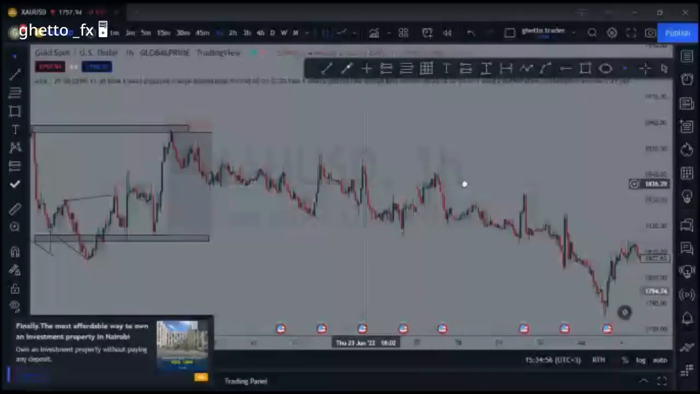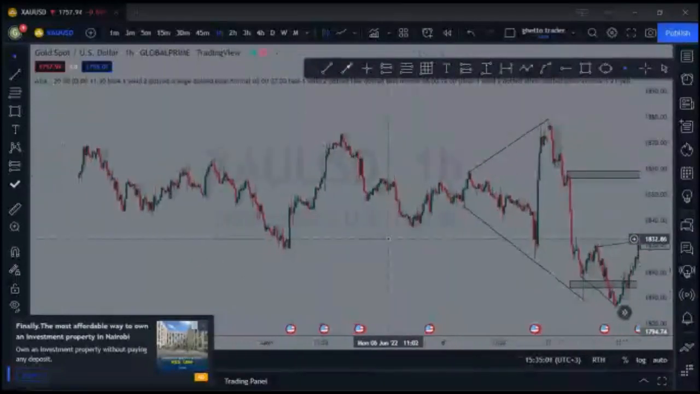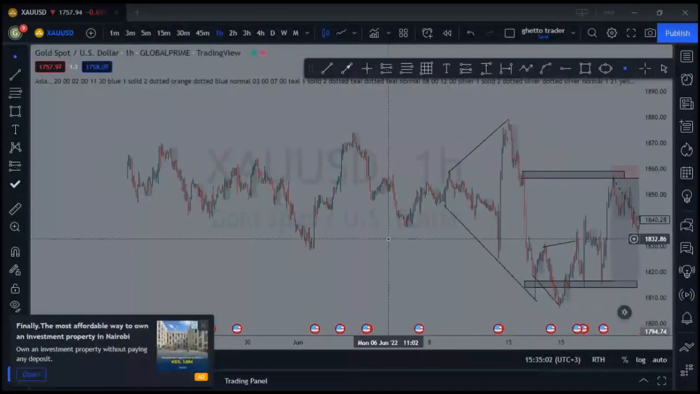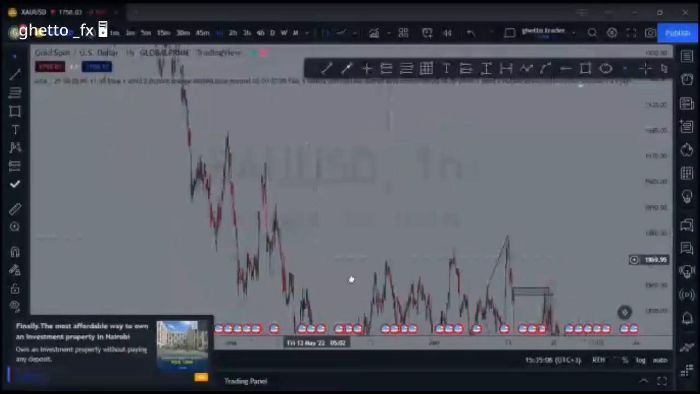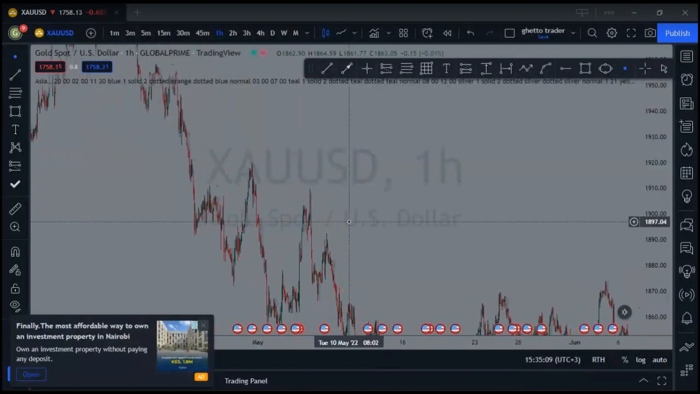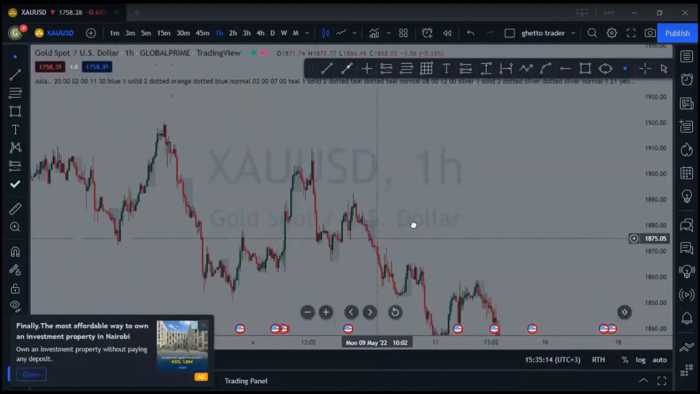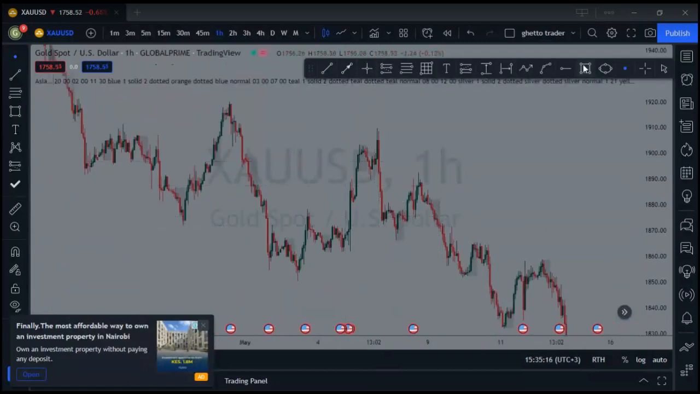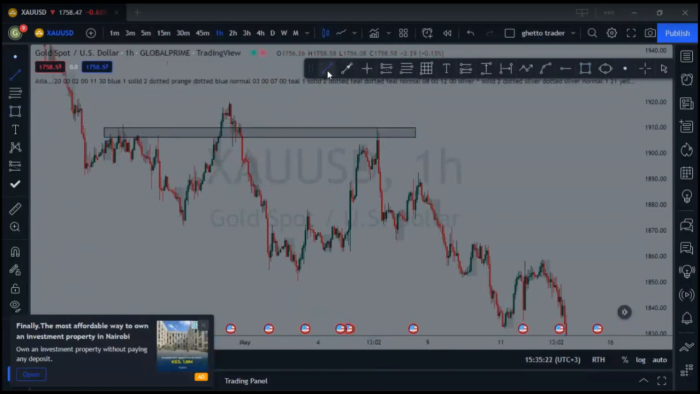So let's go look for another QM. Gold has a tendency of showing up these QMs. Now this one has even the fake out. Yeah, I like this setup. You can see there is a QM. Well, you can take the over and under method.